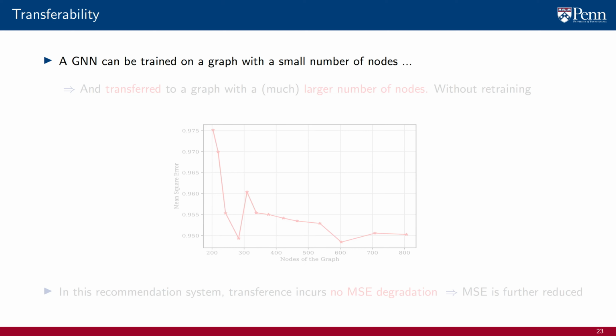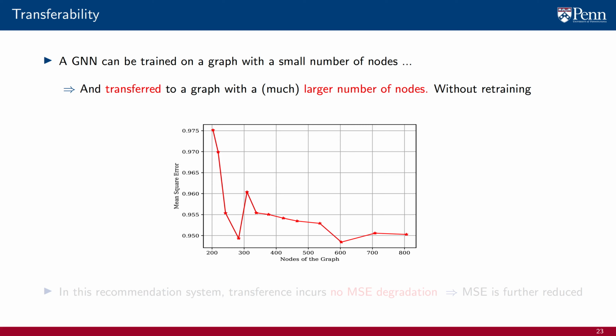Our final experiment is to observe that a GNN can be trained on a graph with a small number of nodes and transferred to a graph with a larger number of nodes, maybe a much larger number of nodes, without having to retrain the filter tensor. In the case of this recommendation system, we grow the graph from 200 to 800 users and observe that there is no degradation in the MSE. In fact, the MSE is further reduced. This is a phenomenon for which we still do not have an explanation.